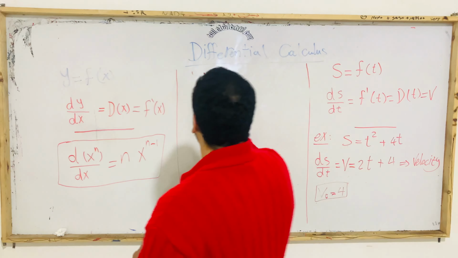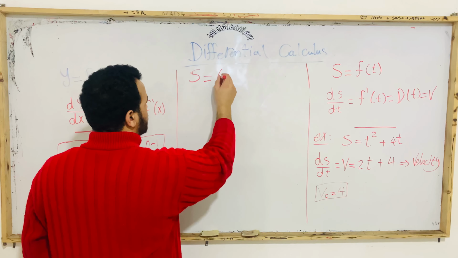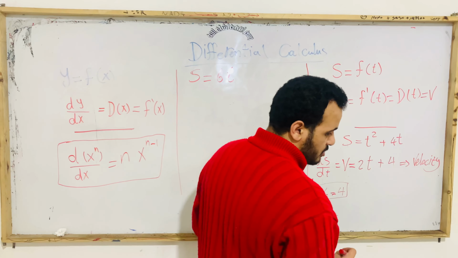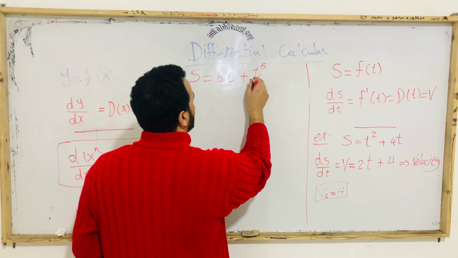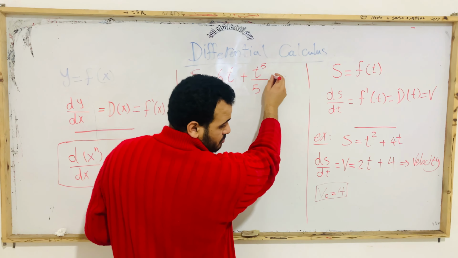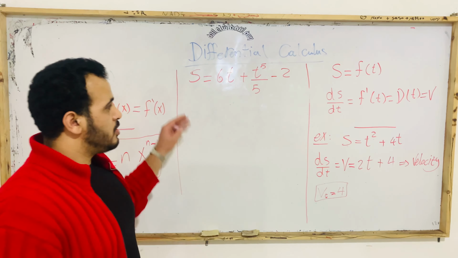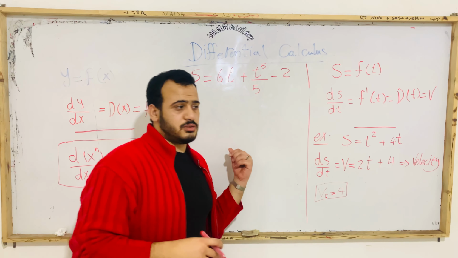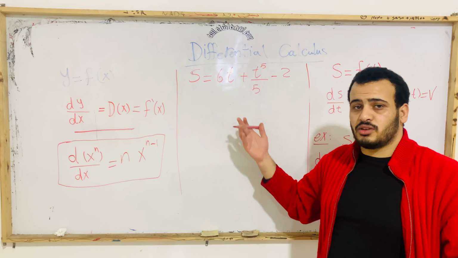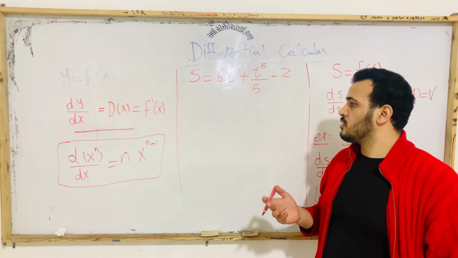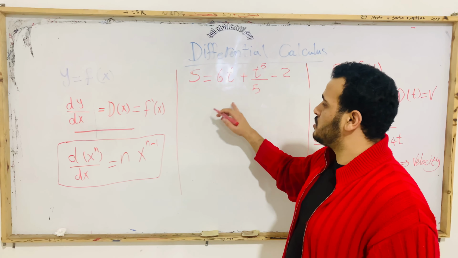We have s equals 6t plus t raised to the power 5 over 5 minus 2. We plugged in an example for this point, and we're trying to find the derivative of the distance. To find the derivative for the time in this function.